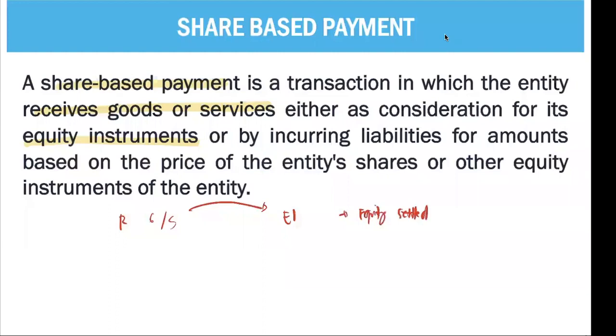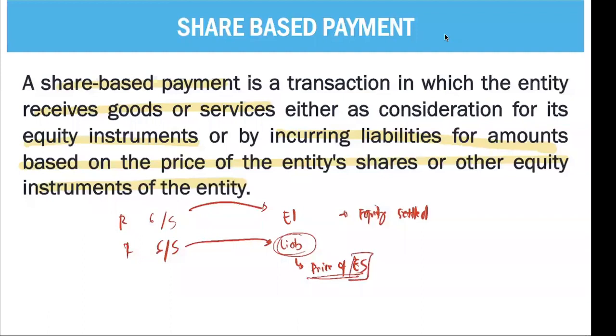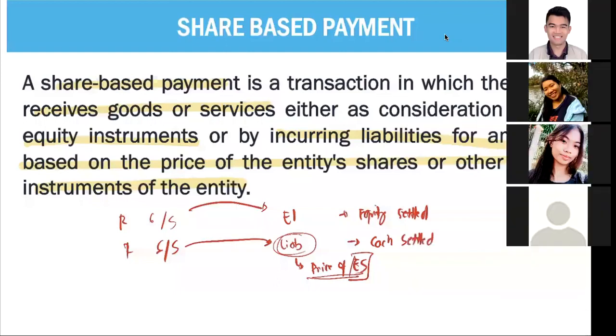Or by incurring liabilities for amounts based on the price of entity shares or other equity instruments of the entity. So you have received goods or services, but it is based on a liability, and that liability is indexed to the price of the entity's shares. So the amount of your liability is based on the entity's shares, still based on a share. We call this one cash settled.